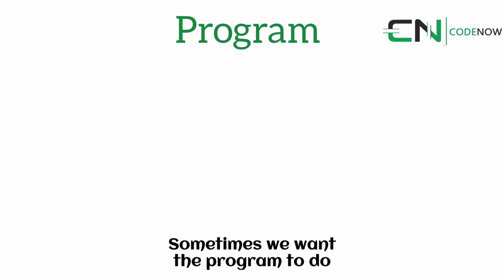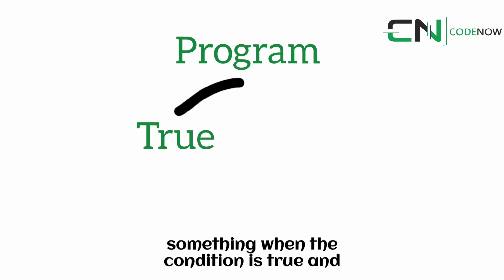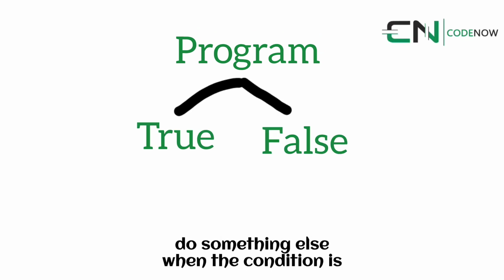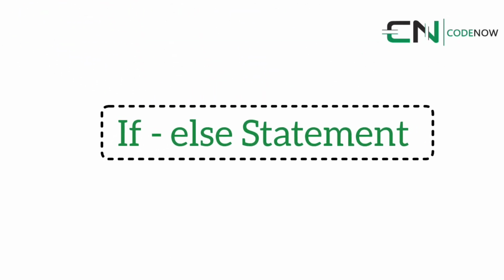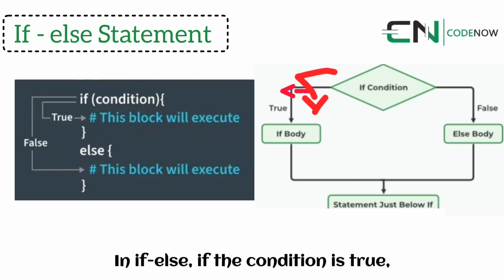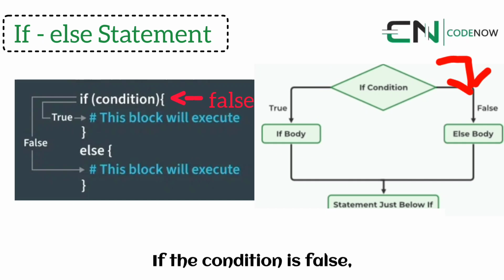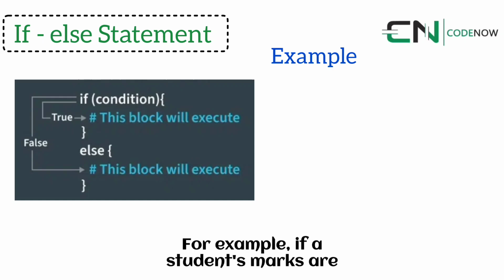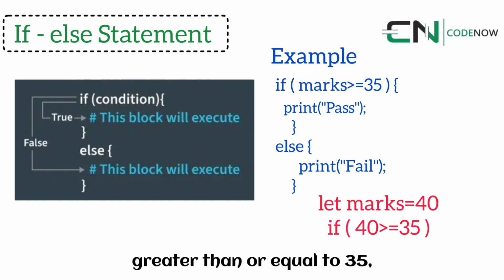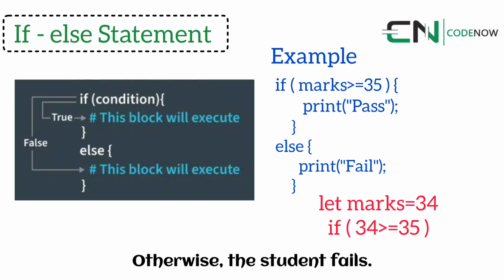Sometimes we want the program to do something when the condition is true, and do something else when the condition is false. For this, we use if-else. In if-else, if the condition is true, the if block executes. If the condition is false, the else block executes. For example, if a student's marks are greater than or equal to 35, the student passes. Otherwise, the student fails.